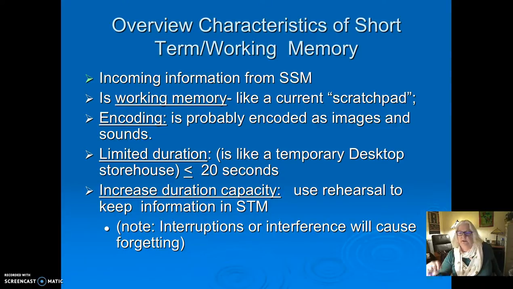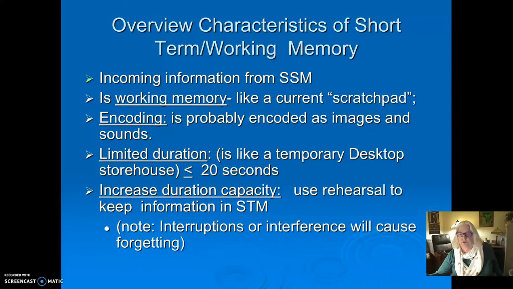Again, it's limited duration. I'm going to come back to this. It's 20 seconds or less, generally. If you do not rehearse information, it's not going to last more than 20 seconds. And to keep that duration going, you have to rehearse this information.